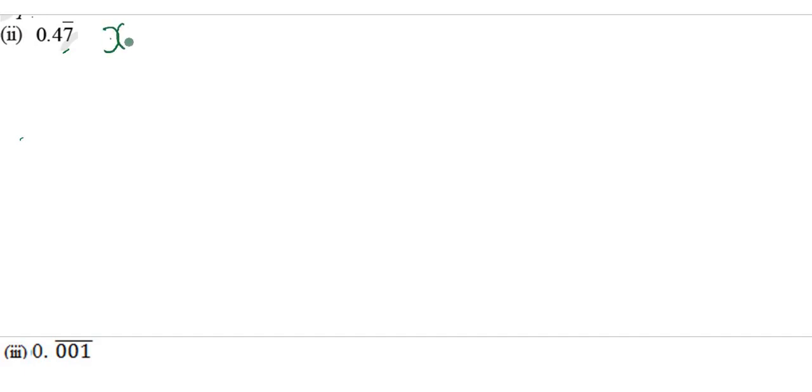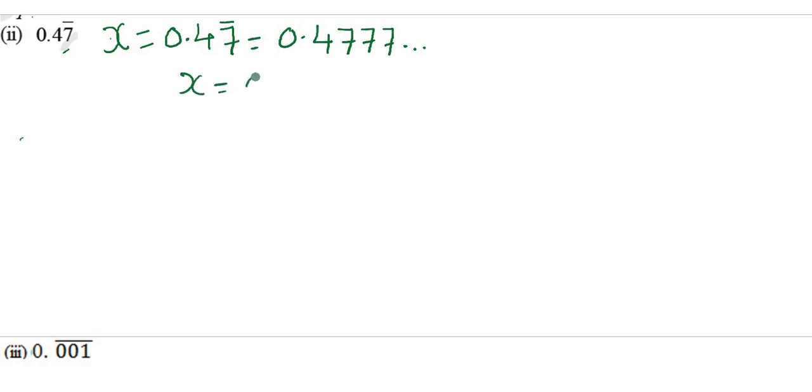First, write this as x, let it be considered as x. This is nothing but 7 repeating, so we can write 0.4777 like this. What is the next step? We have to multiply this equation, x equals 0.4777, by what number, children? Here only 7 is repeating, which means one digit, so we need to multiply by 10 only.